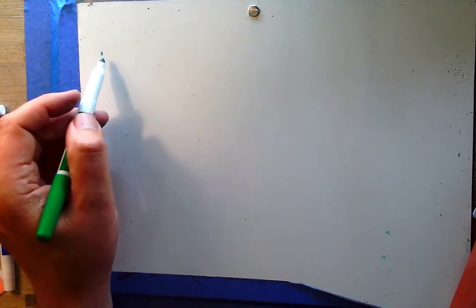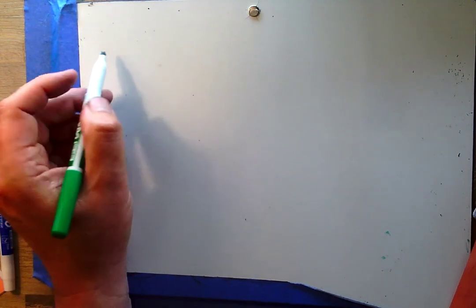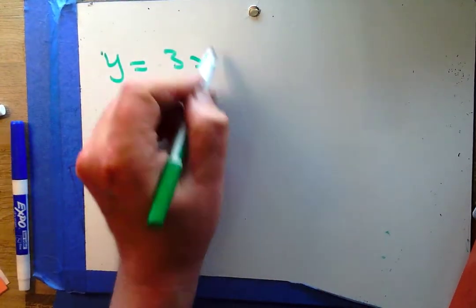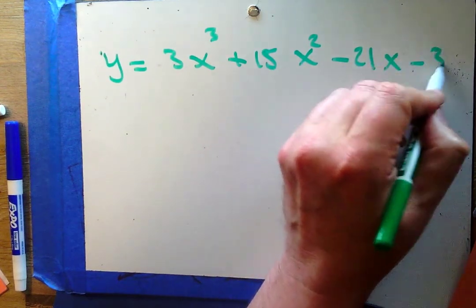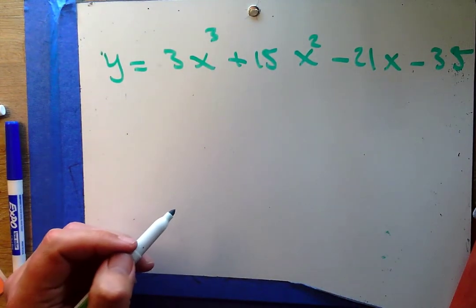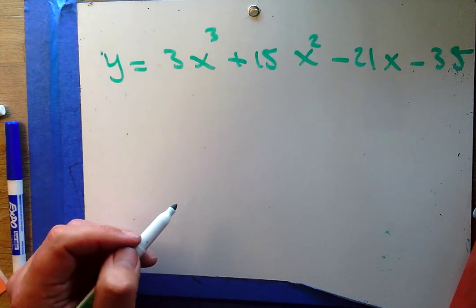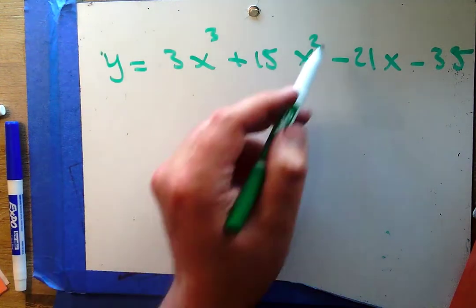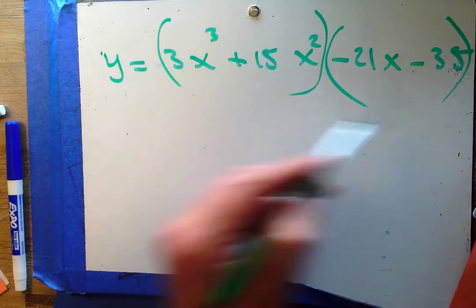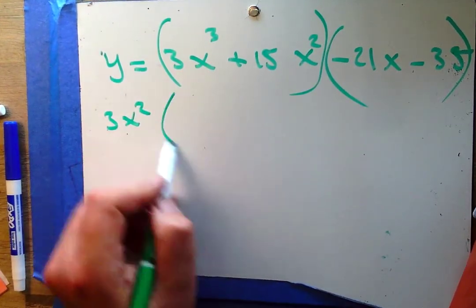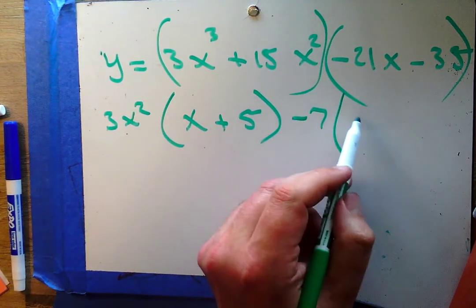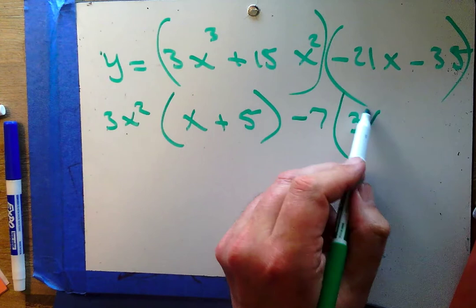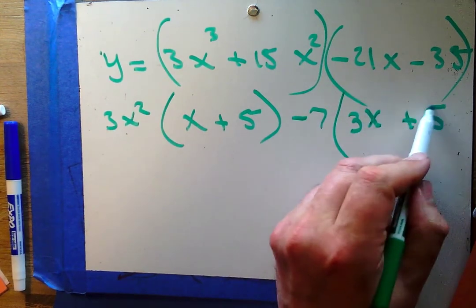I'm going to say this one. Y equals 3x to the 3rd plus 15x squared minus 21x minus 35. Is that factorable? Oh, maybe this isn't so bad after all. Let's see what happens when we do grouping. We take out a 3x squared. We're left with x plus 5. We take out a -7. And we have 3x plus 5.